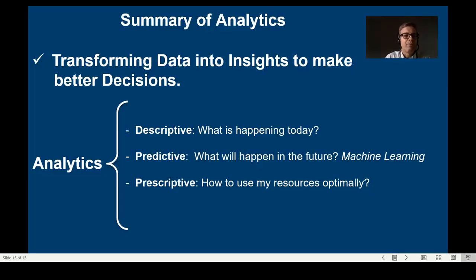Just a summary. We learned what analytics is: doing things with the data, anything I do with the data to get knowledge, to get insights, to make better decisions. And then we have the 3 types of analytics: descriptive, what is happening today; predictive, to predict the future, what will happen in the future, related to the machine learning concept; and prescriptive, how to use my resources better in an optimal way. Now you can go see each of these types of analytics in much more detail in the following videos. Thank you.